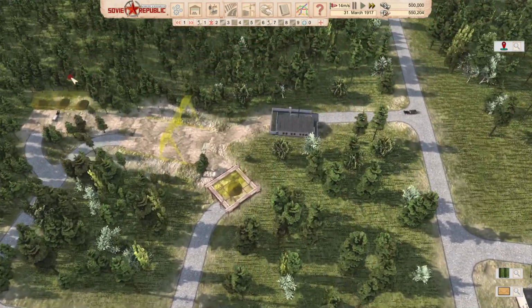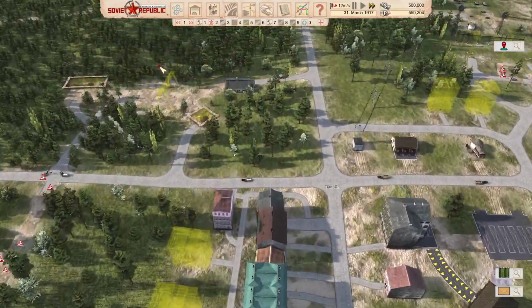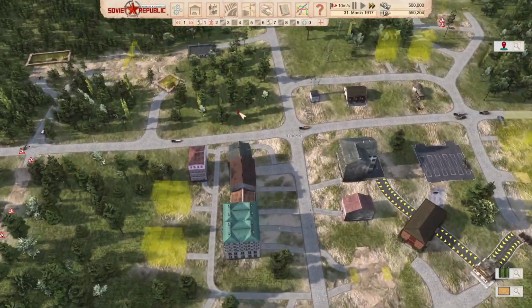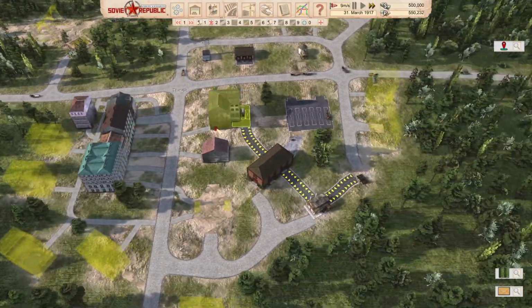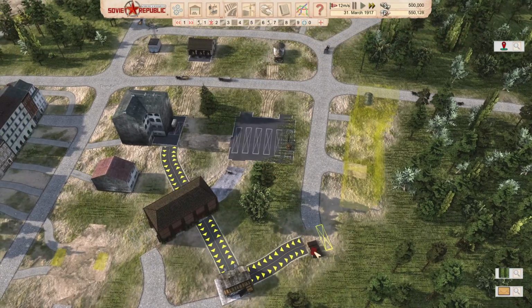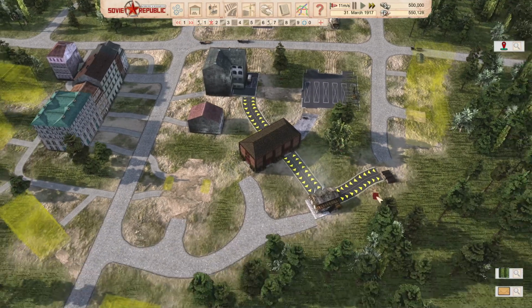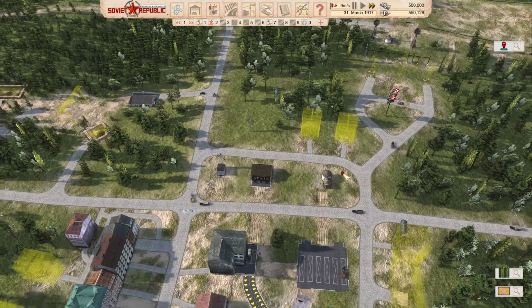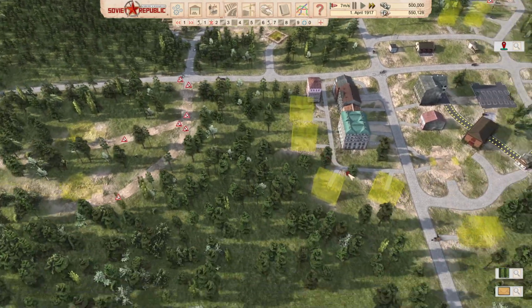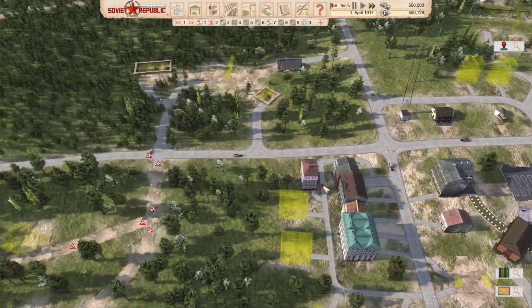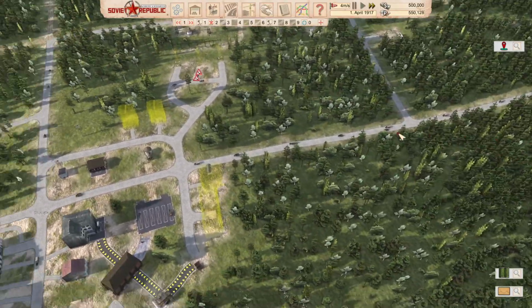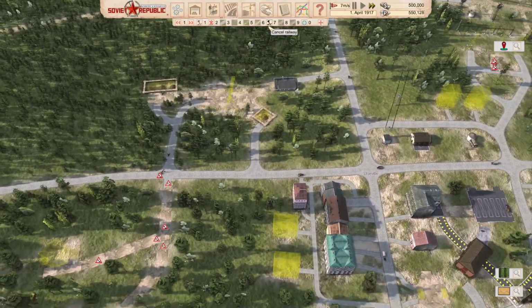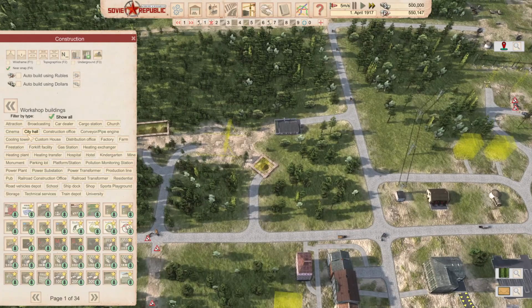What I'm trying to do is focus on getting this up and running first, because that will guarantee the heating in the next winter cycle. And it will also allow me to set up some logs here. What I wouldn't mind is a distribution office actually, so that we can bring the logs down to here rather than using the distribution office that's over there. In fact, I think I will do that. Just put in the distribution office here.